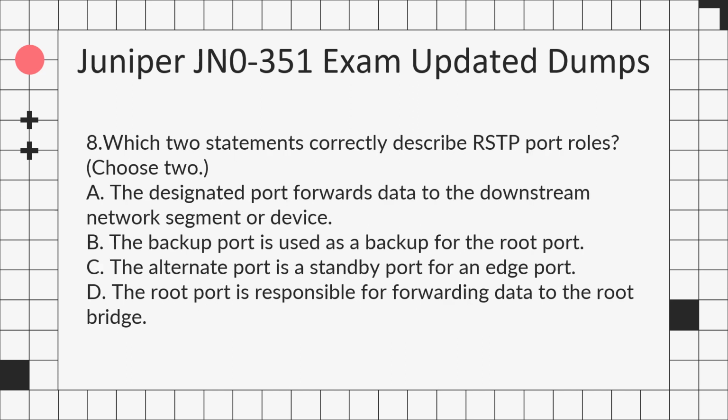8. Which two statements correctly describe RSTP port roles? Choose 2. A. The designated port forwards data to the downstream network segment or device. B. The backup port is used as a backup for the root port. C. The alternate port is a standby port for an edge port. D. The root port is responsible for forwarding data to the root bridge.